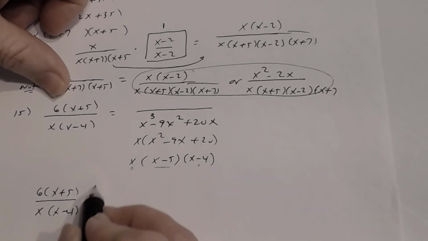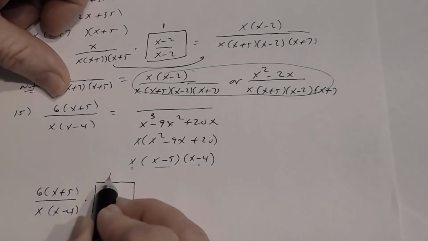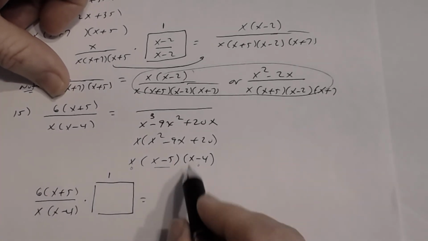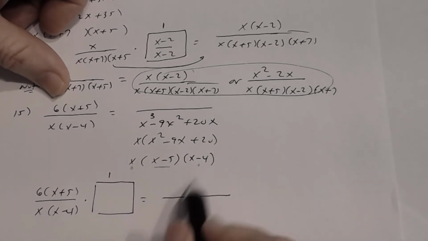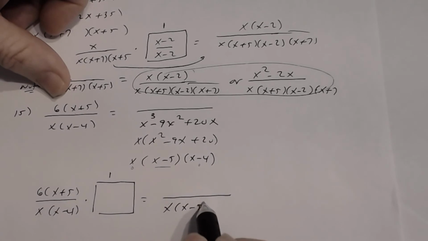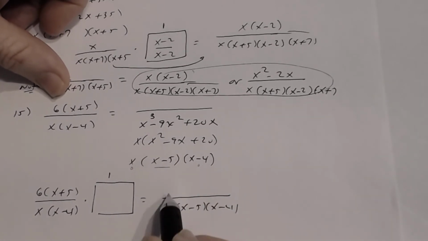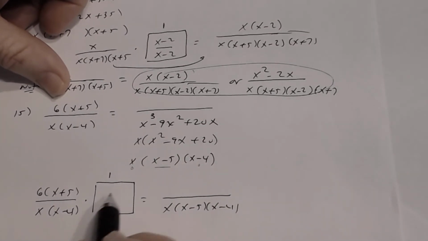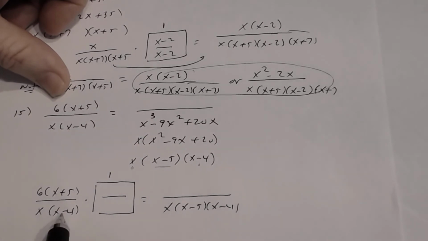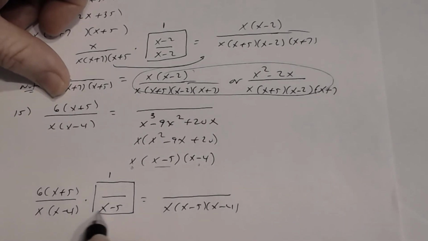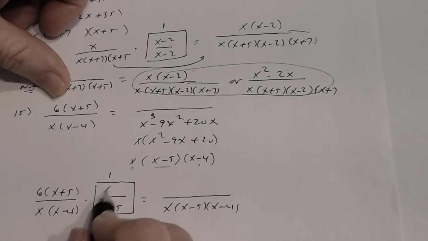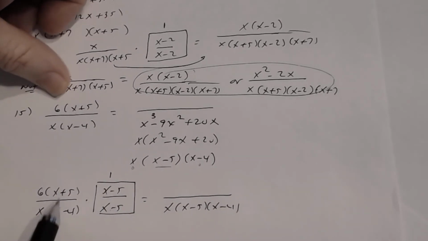I have to multiply this by some rational expression that's equal to 1 to get an equivalent rational expression with this denominator, x times x minus 5 times x minus 4. So I've got to figure out what that numerator needs to be here. To get that, I know that I need to multiply these two factors by x minus 5. But since I'm multiplying the denominator by this, I've got to do the same thing to the numerator. So what I have then is this.